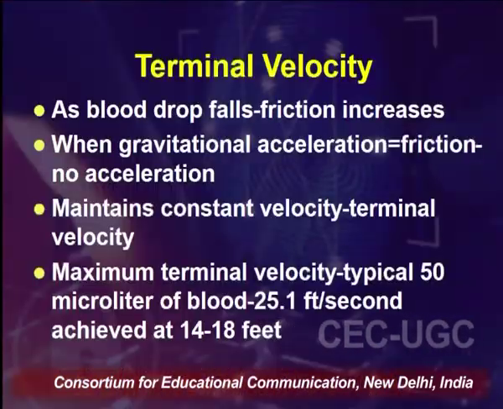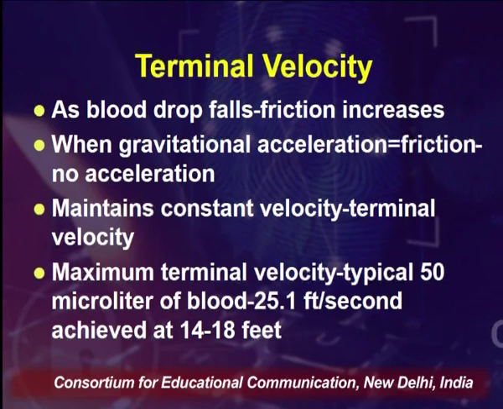We also use a term in blood spatter analysis: the terminal velocity. As a blood drop falls, friction increases. When the gravitational acceleration is equal to the friction, there is no acceleration, which maintains a constant velocity, known as the terminal velocity. The maximum terminal velocity achieved for a typical 50 microliter blood drop is around 25.1 feet per second, which is achieved at a height of 14 to 18 feet.